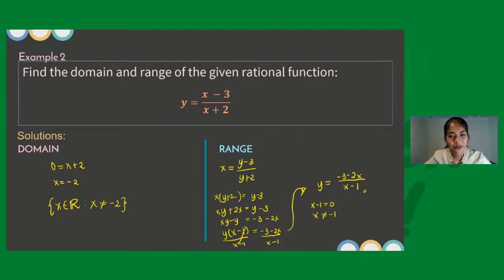So since we are talking about range here, we can actually represent this variable as y. So when we write the range in set builder notation, we are going to take all values of y from the real number system such that y is not equal to 1. Okay, so that will be the domain and the range of the given function.